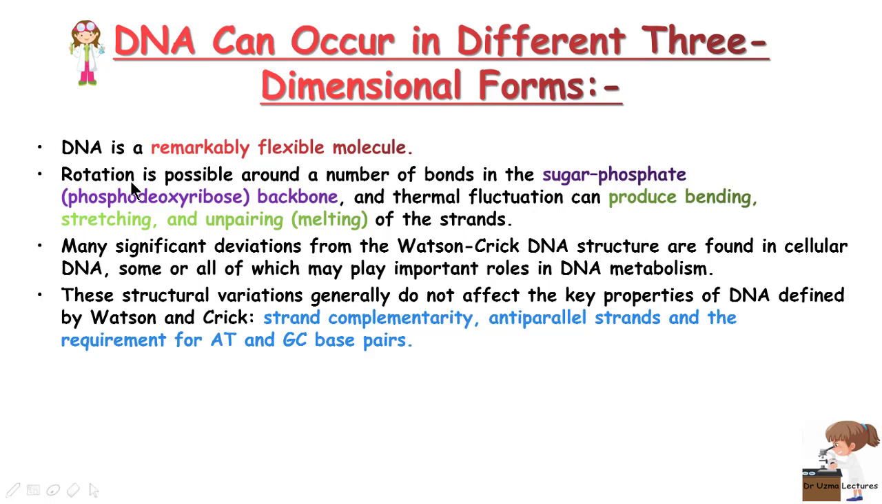Before starting, what are the dimensional forms of the DNA, the three structures and all? Let's take a look at what DNA really is. It is mainly a flexible molecule and it has a number of bonds which have a rotation around them, like the sugar phosphate backbone, and it has a thermal fluctuation which produces bending, stretching and unpairing. Unpairing, or melting, means how the structure of the DNA melts at high temperature. I will show you its diagram along with a graph in a future lecture.